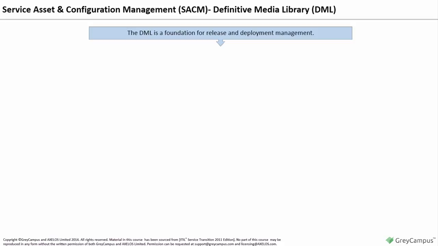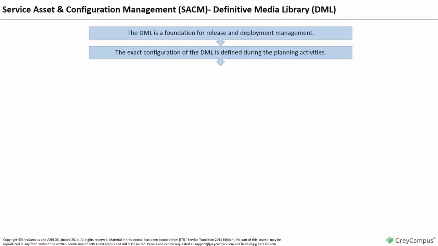Service Asset and Configuration Management, SACM, Definitive Media Library, DML. The DML is a foundation for release and deployment management. The exact configuration of the DML is defined during the planning activities. The definition includes medium, physical location, hardware and software to be used. If kept online, some service assets and configuration management support tools incorporate document or software libraries, which can be regarded as a logical part of a DML.